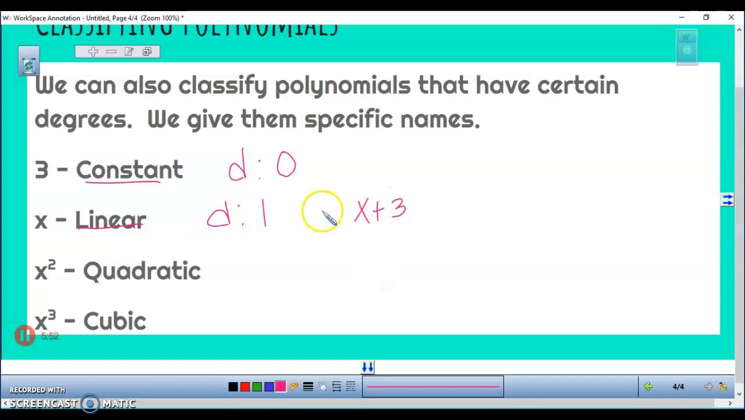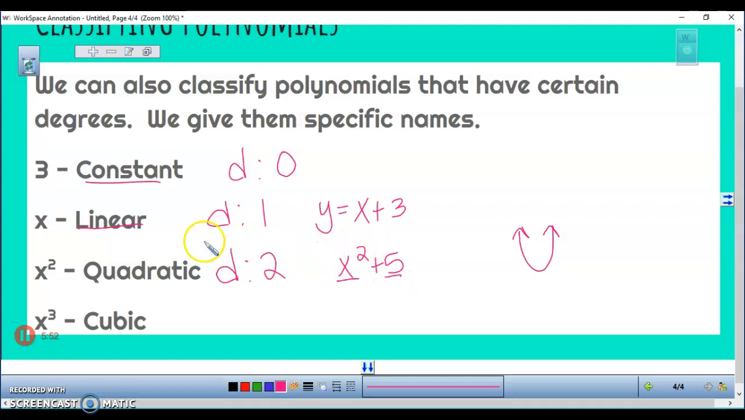You should already have a connection with that because we have graphed linear functions. They have a degree of 1. Quadratic, remember those have a degree of 2 and they make that U shape. You've heard me say that, the parabola. We call that quadratic. So x squared plus 5 is a quadratic expression. This is really a quadratic binomial because it has 2 terms and the degree is 2.